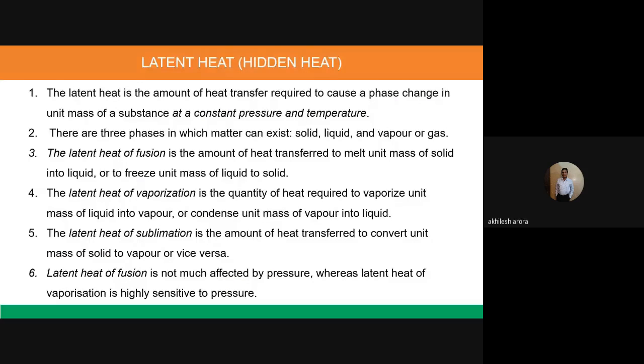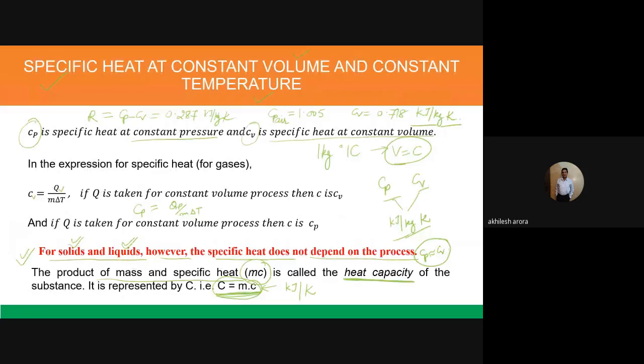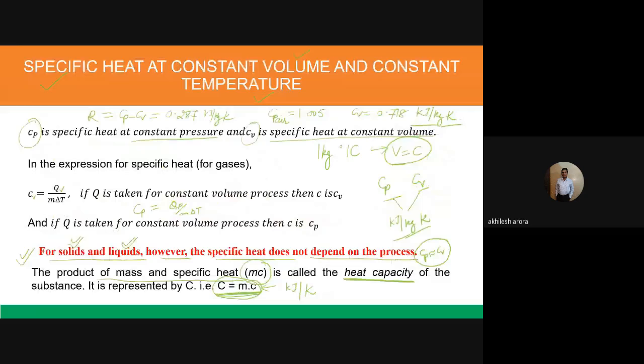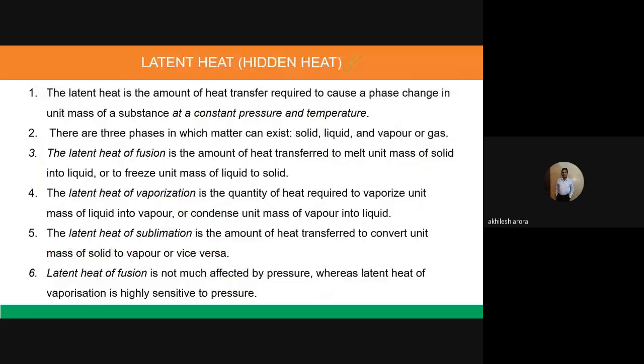Now latent heat, you must know that it is a hidden heat. One more thing I would like to tell you about specific heat. Okay, latent heat. See, you must know about the sensible heat part also. Do you know what is sensible heat? What is the difference between sensible and latent heat?